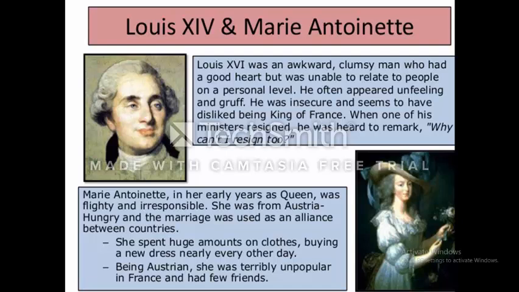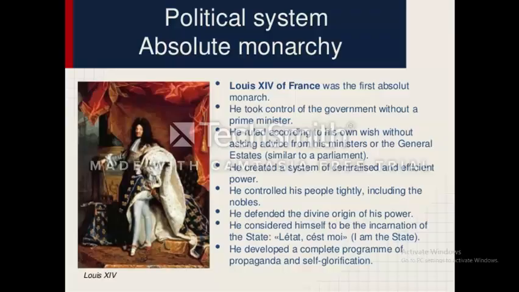Marie Antoinette, in her early years as queen, was flighty and irresponsible. She was from Austria-Hungary, and the marriage was used as an alliance between countries. She spent huge amounts on clothes, buying a new dress nearly every other day. Being Austrian, she was terribly unpopular in France and had few friends.